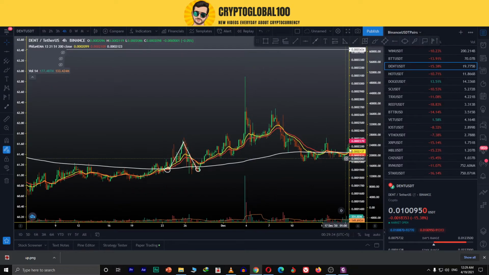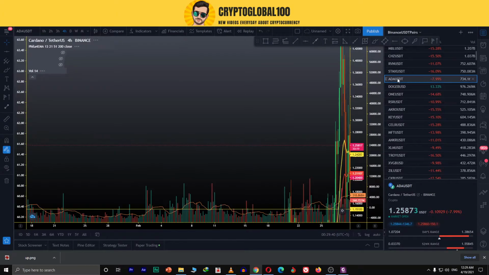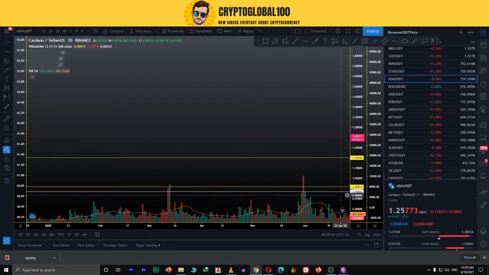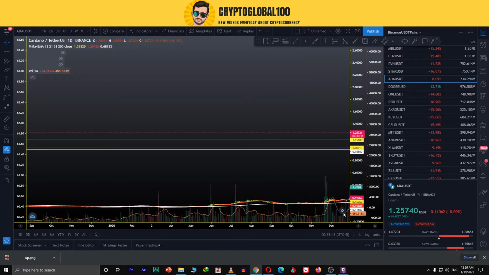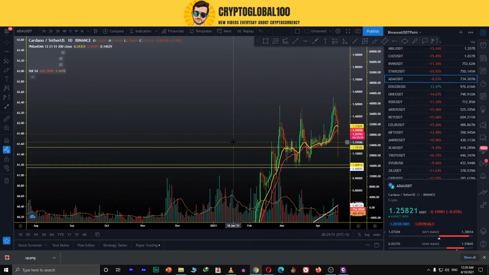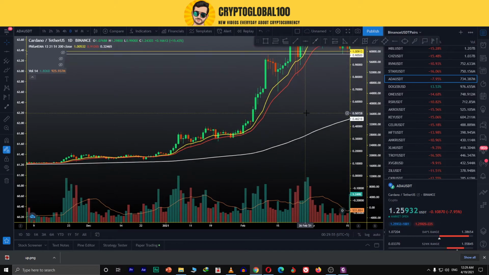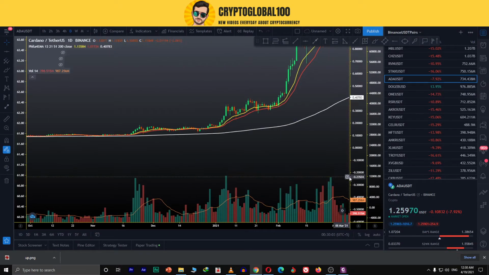Let's take another example, and we're gonna take the example of the old coins like Cardano. So I'm gonna go on to the daily chart. Let's go to the daily chart here, and if we take a look at here, the price moved up. This was a bullish move.